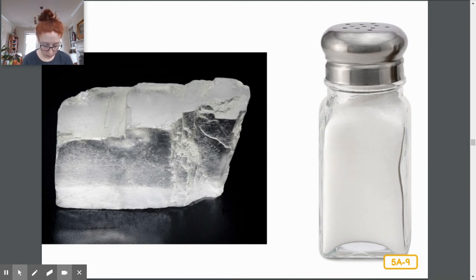Some people put table salt on food to make it taste better. In fact, salt is an extremely important nutrient for people as well as animals. Your body needs salt, not too much, but just enough. Too much salt is bad for you. If you eat too much salt, your body will tell you because then you'll feel thirsty.